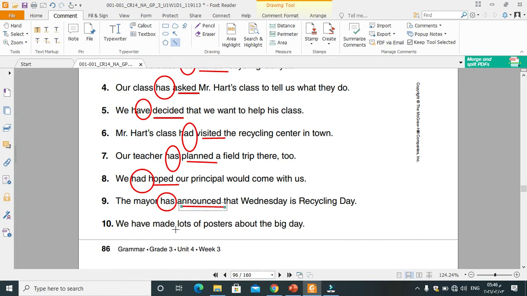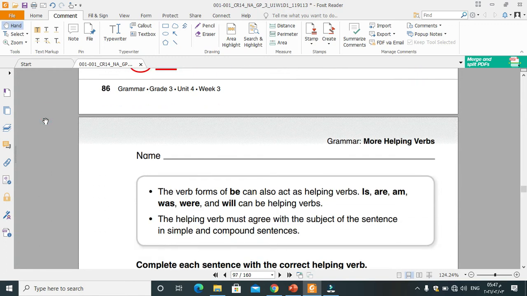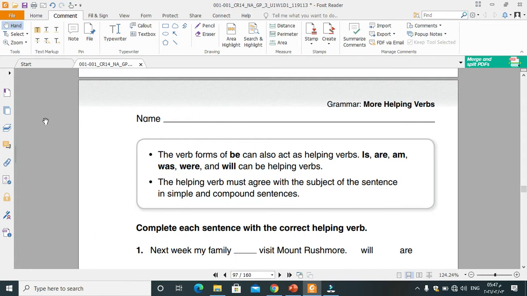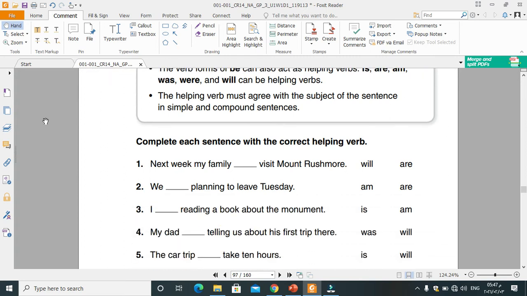Number 10, we have made lots of posters about the big day. Have and made, made is the action verb. That's perfect. Go to page 87. Here we have more helping verbs like am, is, are, and was and were in the past, and will for the future. Complete each sentence with the correct helping verb.